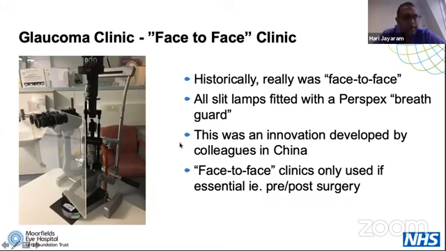And what we are trying to do is really to limit and reduce the need for face-to-face clinics. And as you saw, because the waiting room capacity is halved, we have to reduce these. So the kinds of cases that are seen in the face-to-face clinics are really only essential, i.e. before and after surgery.